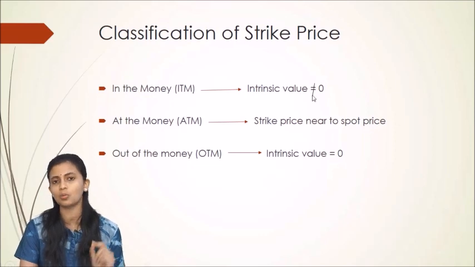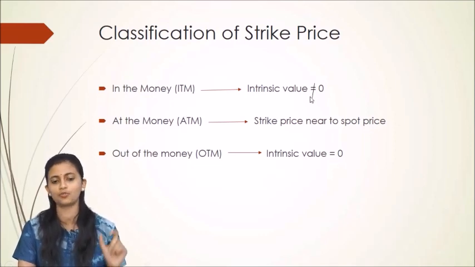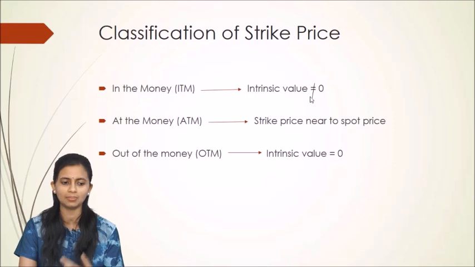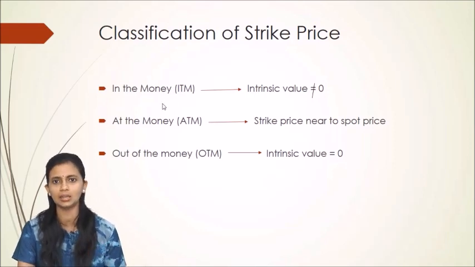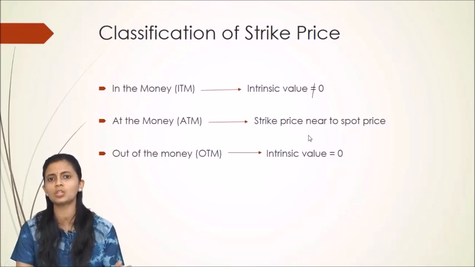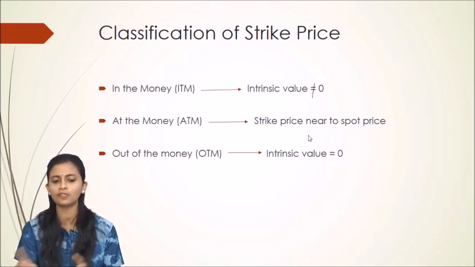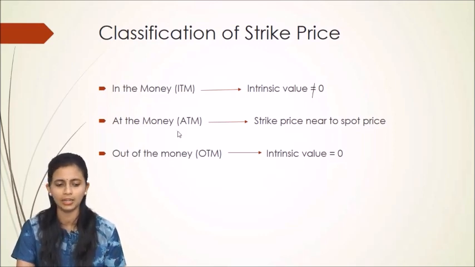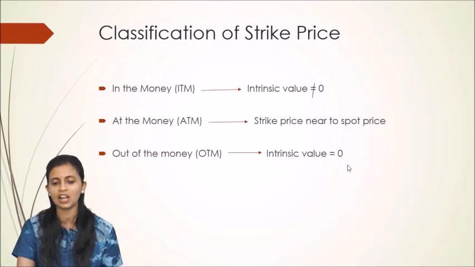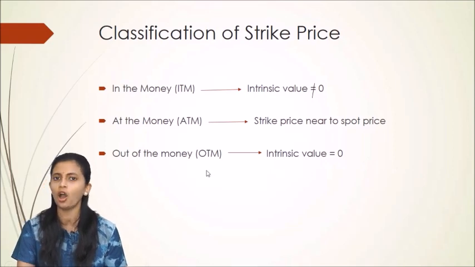If the intrinsic value is not equal to 0, that is, if you get an intrinsic value, that means that particular option is in the money. If the strike price is very near to the spot price, that is, when you round off, if the spot price comes near the particular strike price, then it is said to be at the money. Similarly, if the intrinsic value is equal to 0 or even if it comes negative, you will consider it to be 0, then that option is out of the money.